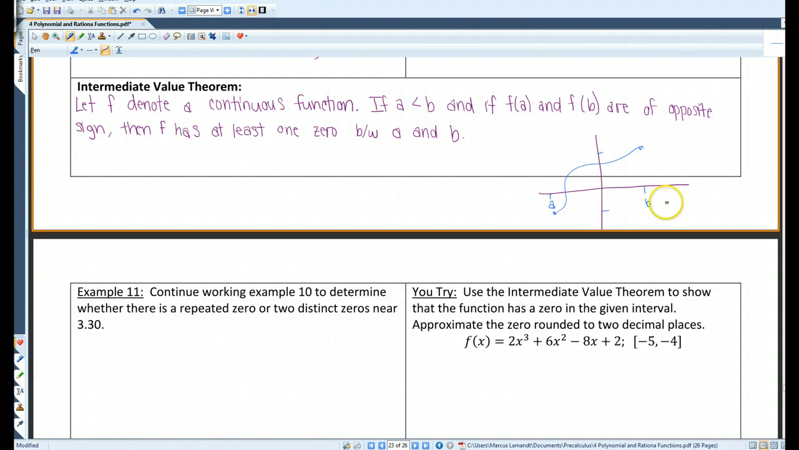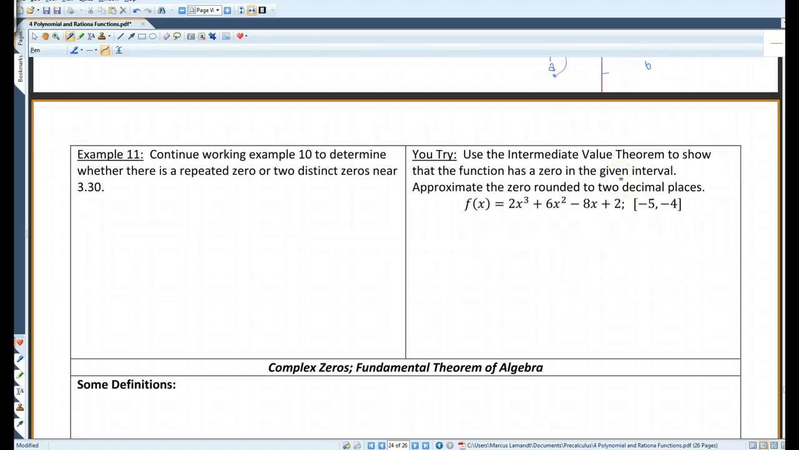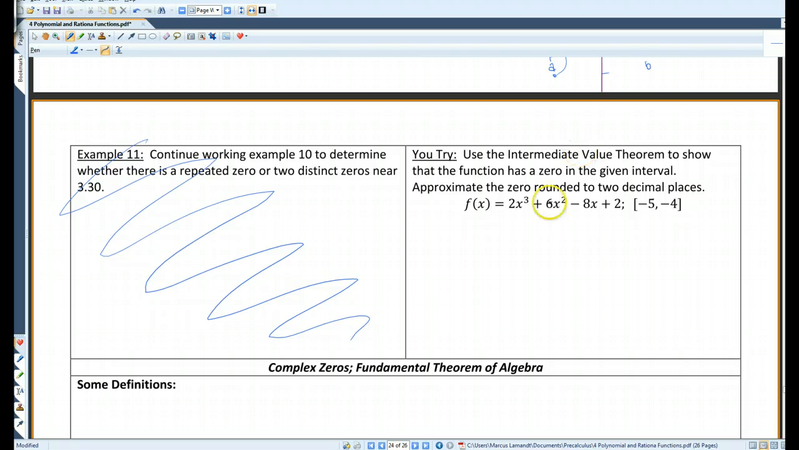So if you just have to prove that there is a 0, all you have to prove is that somewhere along the way there is a positive and a negative number, or a negative and a positive number, and you've already proven that it crosses the x-axis. Okay? I'm not going to do this one because this is a continuation of example 10. I'll do this one here.